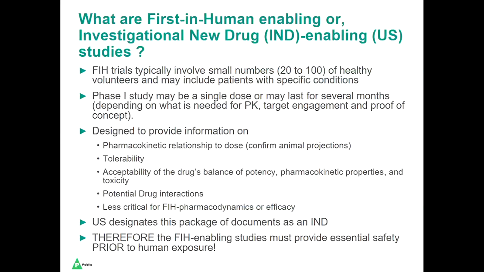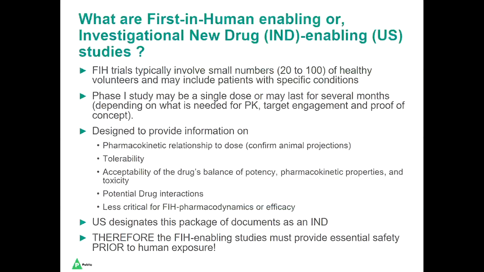It's there to show that you have a tolerated compound and that you are minimizing things like the potential for side effects and potential for drug interactions. So it's very critical that these first-in-human enabling studies you do in preclinical species provide the essential safety prior to going into humans.